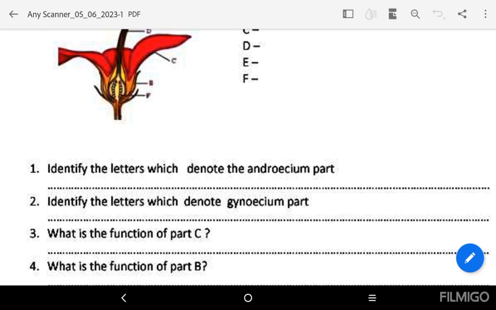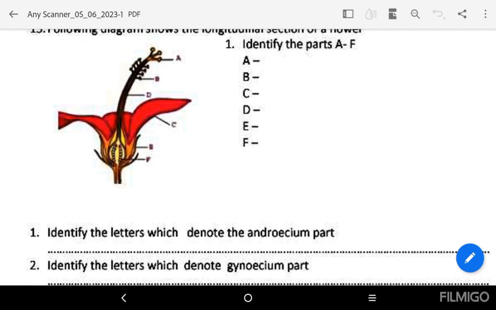Question number one. Identify the letters which denote the androecium part. Androecium is the male part of the flower. Normally, androecium consists of stamens. Each stamen is made up of two parts, anther and filament. And what is the function of this androecium? That is the production of pollen. So in the first question, they are asking to identify the letters which denote the androecium part. So the answer should be B.